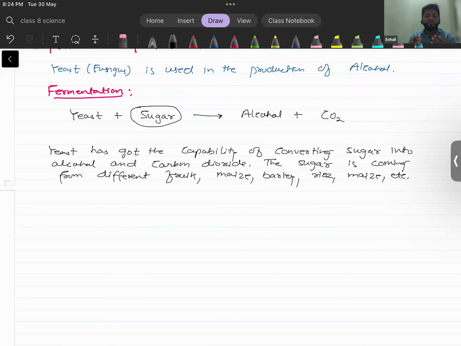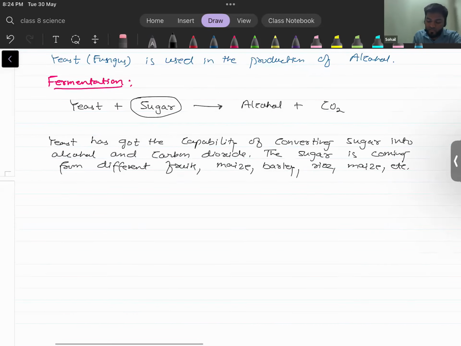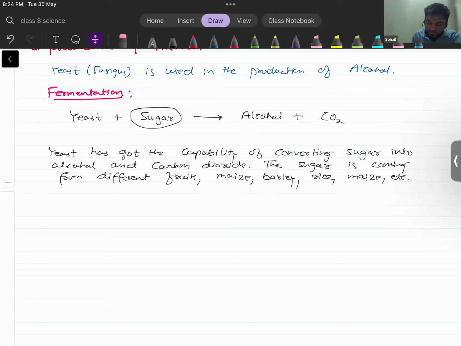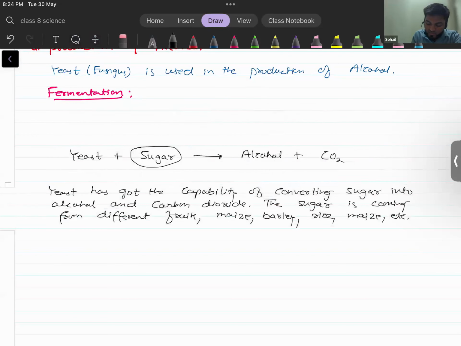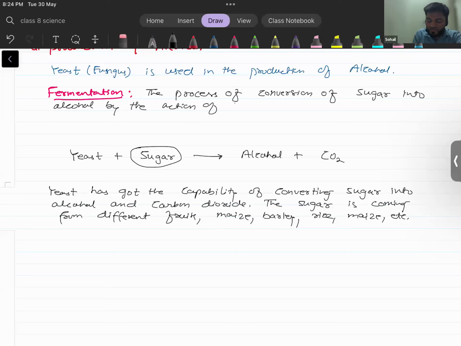We say that the process of conversion of sugar into alcohol by the action of yeast is simply called fermentation. So how to define fermentation? The process of conversion of sugar into alcohol by the action of yeast is called fermentation.